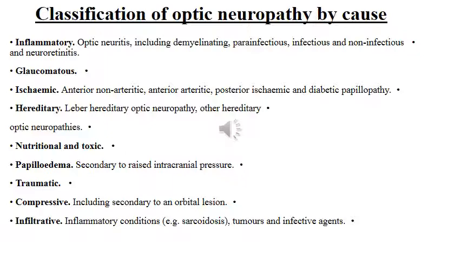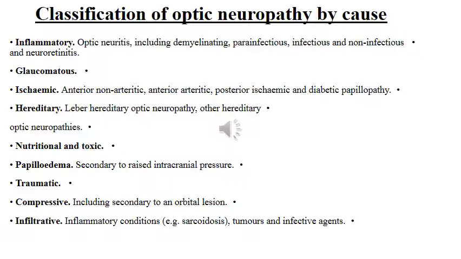Most of the hereditary optic neuropathies run in the family. It's either X-linked or autosomal dominant, and there should be some family history. Nutritional and toxic is related to malnutrition, to toxin exposure, to tobacco, alcohol abuse.